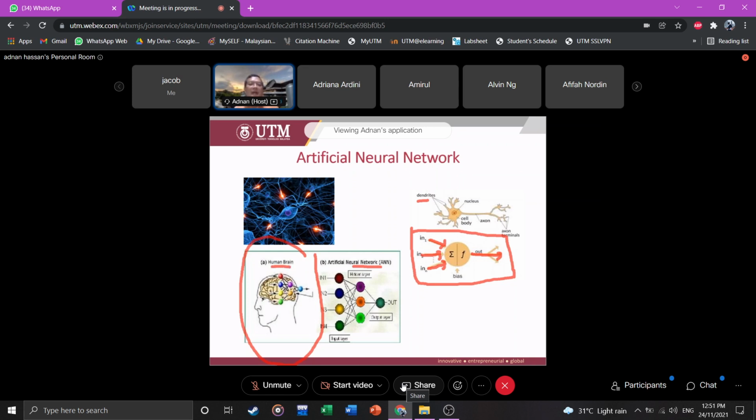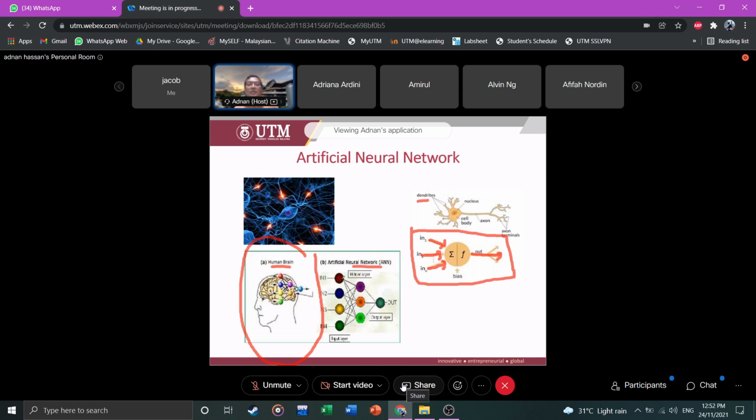We see this, our brain, the connection of nodes and networks. The round circle here, the round shape, is basically a node connecting to another node.